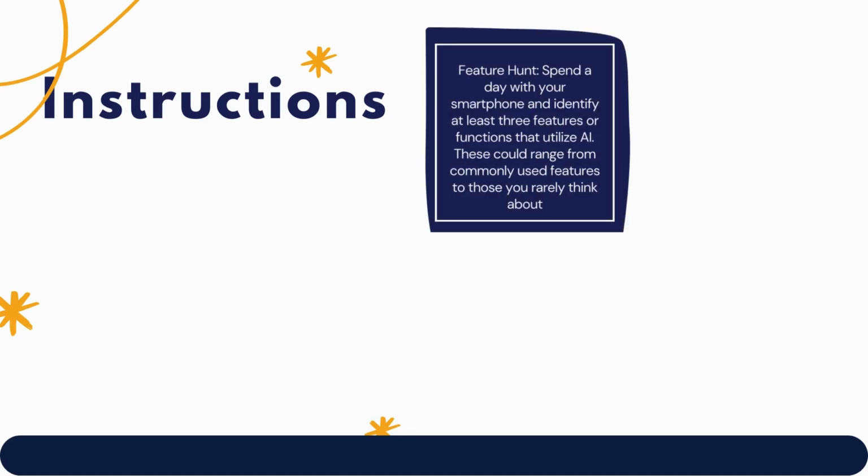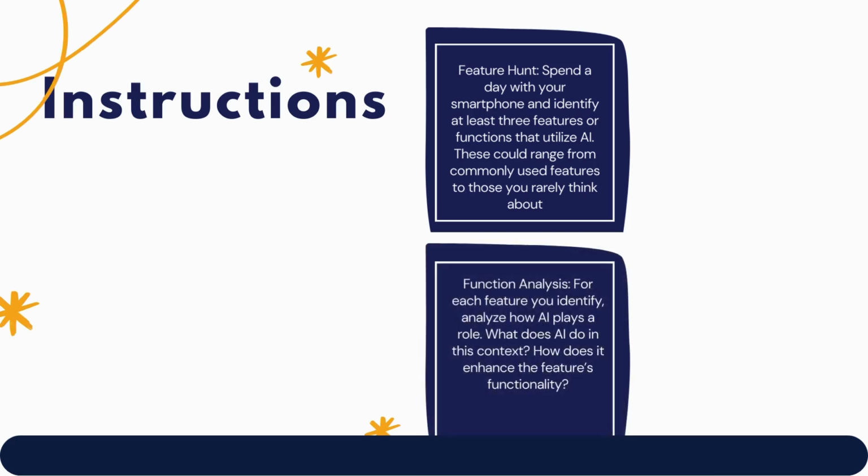Here are some instructions. 1. Spend a day with your smartphone and identify at least 3 features or functions that utilize AI. These could range from commonly used features to those you rarely think about.